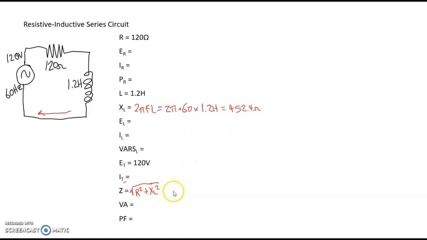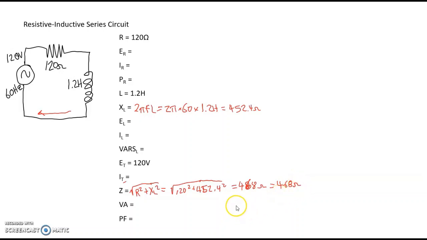So now we can come back down here and we can finish this calculation. The square root of 120 squared plus 452.4 squared gives us 468 ohms. I'm going to write that again, hopefully clearer this time.